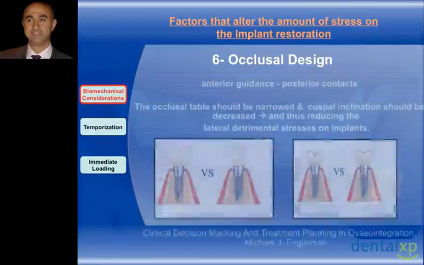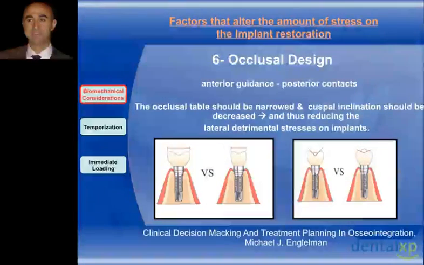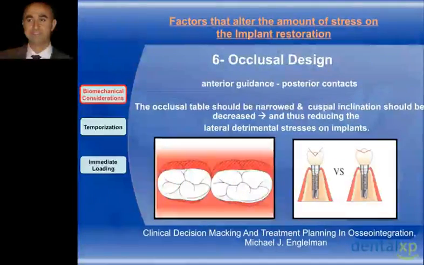So what do we do? We try to narrow the occlusal table, as you can see, from a buccolingual dimension, so you don't get any cantilever forces from a buccal or a lingual perspective. And these steep angulations and steep inclinations of the cusps are reduced to become shallower, so whenever there are any forces on these inclinations, they do not become harmful forces or lateral detrimental forces, as you can see.